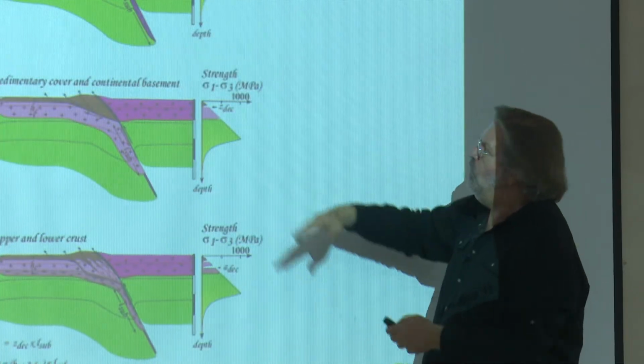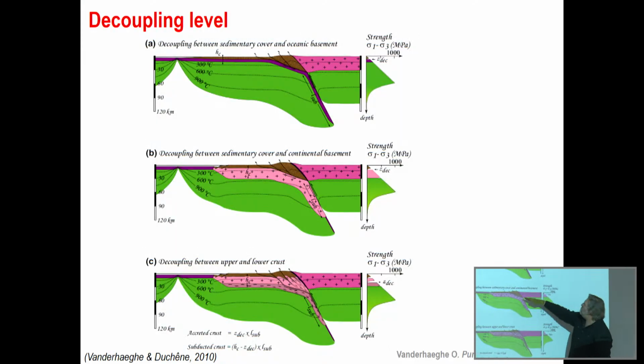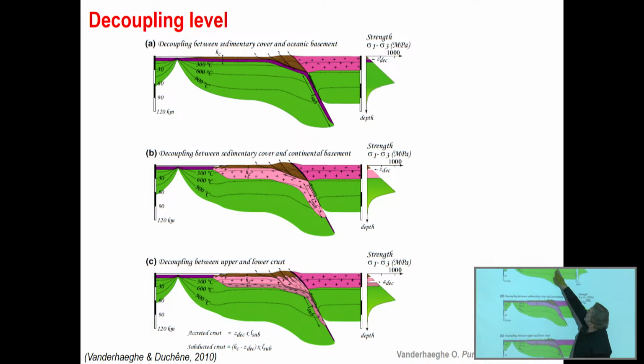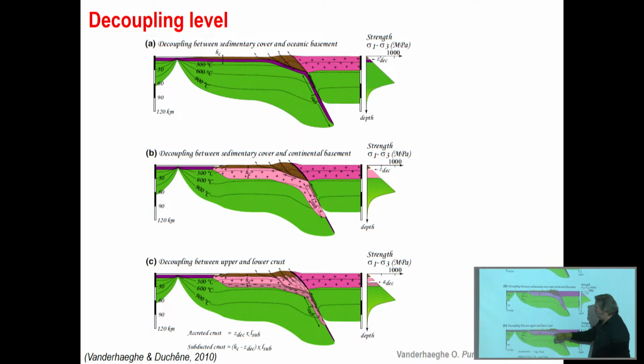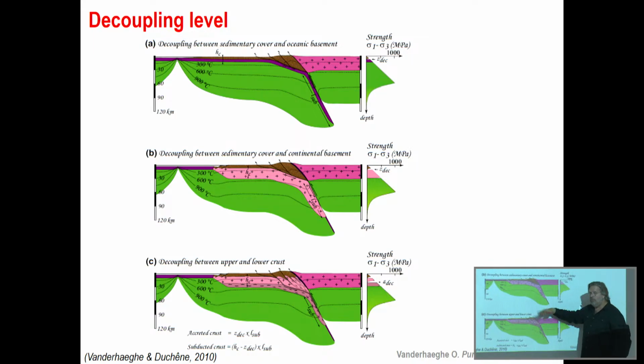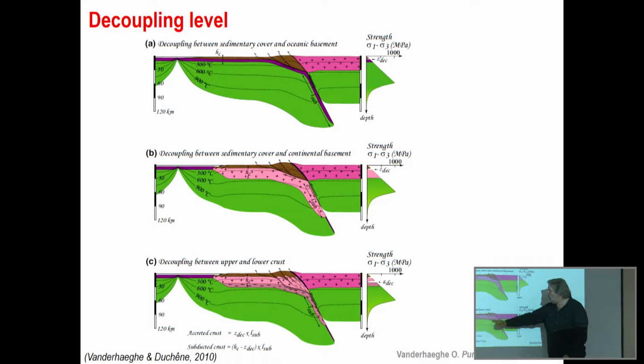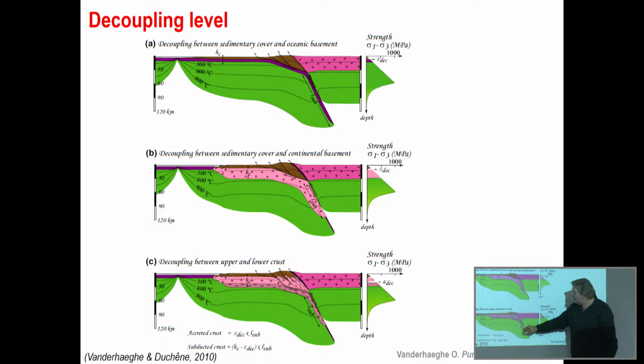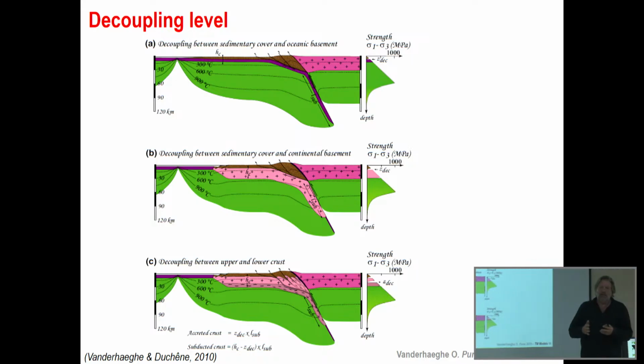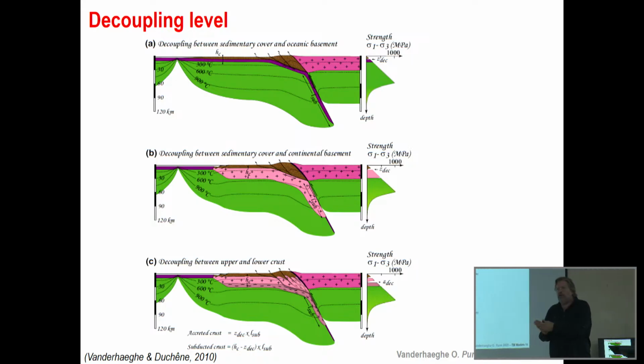So that's simple. We can put the decoupling layer in different places: for example, between the oceanic crust sediment interface, between the basement cover interface, between the lower crust, middle crust interface. There are different interfaces in the crust that might play that role, and the most likely one is actually the lower crust, either the mantle crust transition or the lower crust middle crust transition. These are very marked in terms of rheology and density.